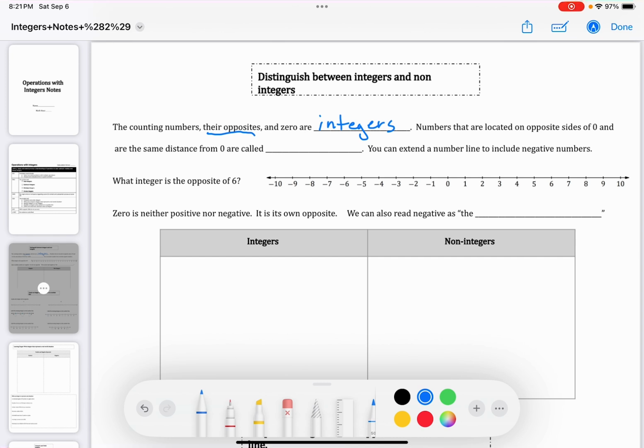Numbers that are located on the opposite sides of 0 and are the same distance from 0 are called opposites. So the opposite of 3 is -3. The opposite of -3 is 3. So you can extend the number line you've been using since like first grade, kindergarten, to include negative numbers. So it's asking, what is the opposite of 6? Well, that would be -6. Much like we said the opposite of 3 would be -3. They're the same distance from 0.